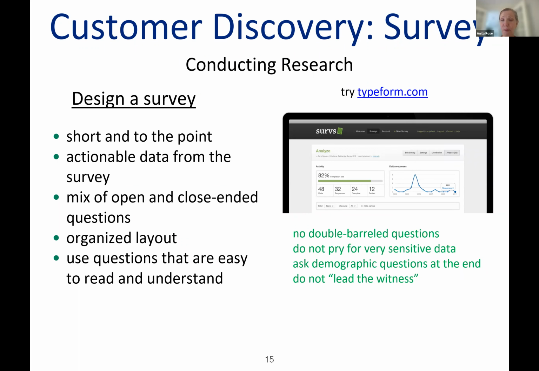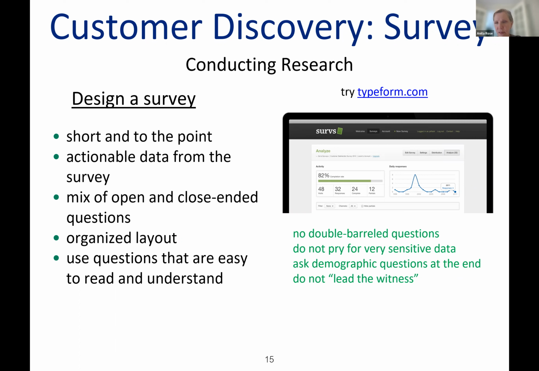As I mentioned, no double-barrel questions. A double-barrel question is two questions in one. Just keep it very simple, one question at a time. And don't pry for sensitive information. If you're going to request demographic information, do it at the very end where people are comfortable already answering questions, and then it's fairly easy for them to answer the demographic information at the end.